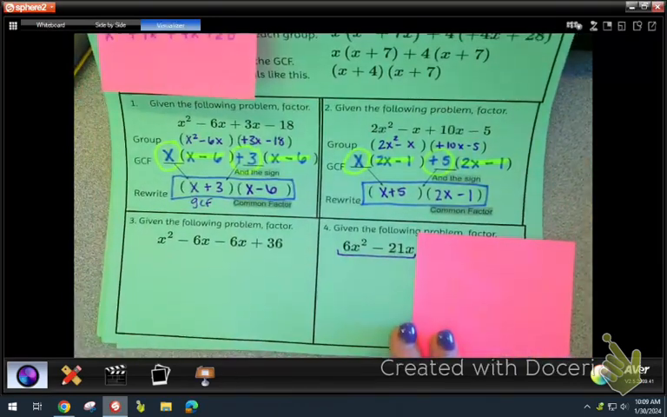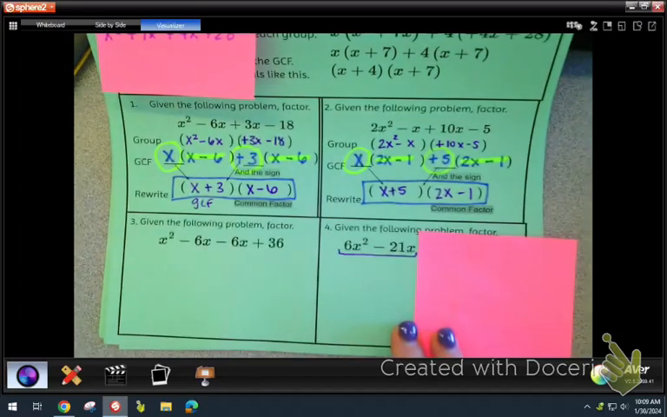Okay, all right. So my first group is 6x squared minus 21x. Hey, heads up. We've got 2 problems left to do together, and then you've got problems on your own. So get focused. Okay? 6x squared minus 21x.